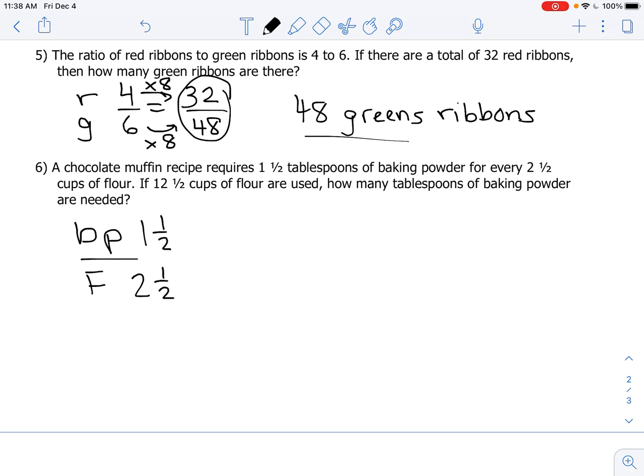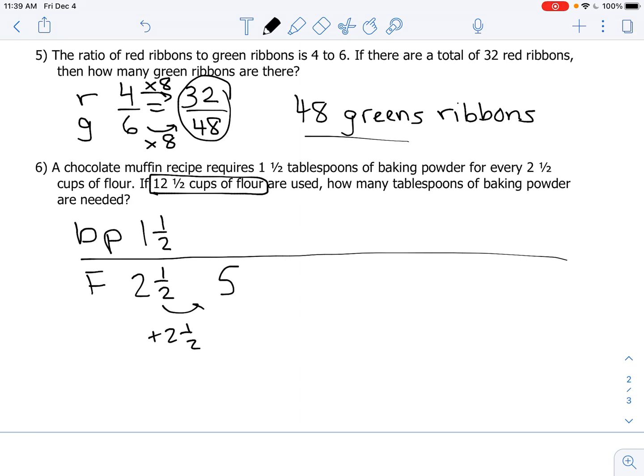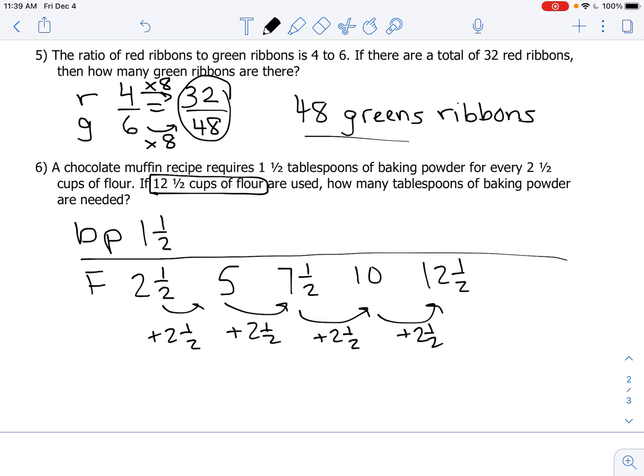And I'm going to move through our ratio table and skip count by 1½ for the baking powder and by 2½ for the flour. Since we know we're using 12½ cups of flour, I'm going to start by skip counting my flour until I get to 12½. Then I know I can stop. So if I add 2½ here, that would get us to 5 for the next entry. If I add another 2½, that's going to get us to 7½. Adding another 2½ gets us to 10 cups of flour. And then we're going to add another 2½ here. That gets us to our 12½ cups of flour that we have.